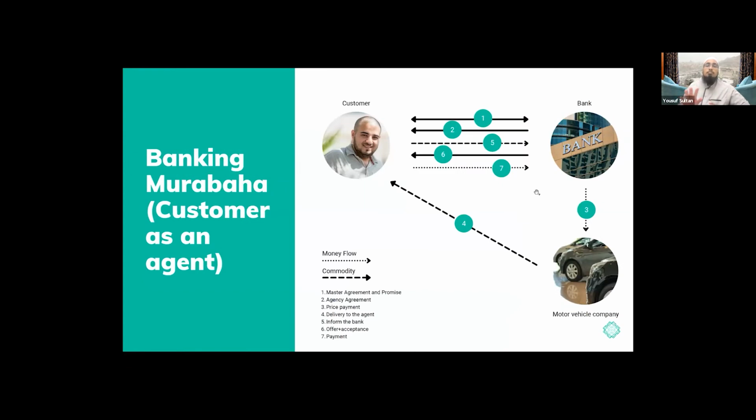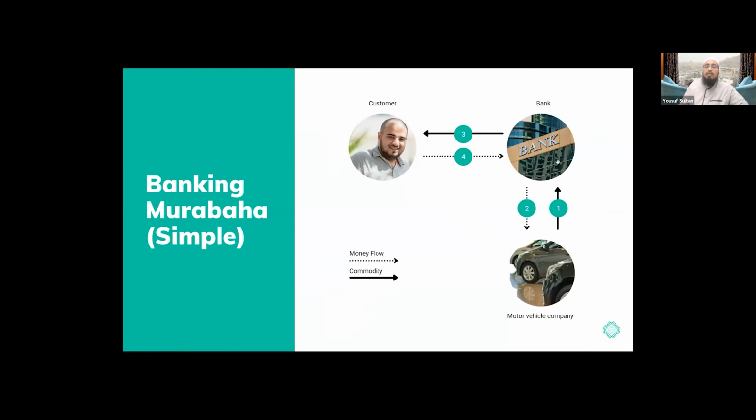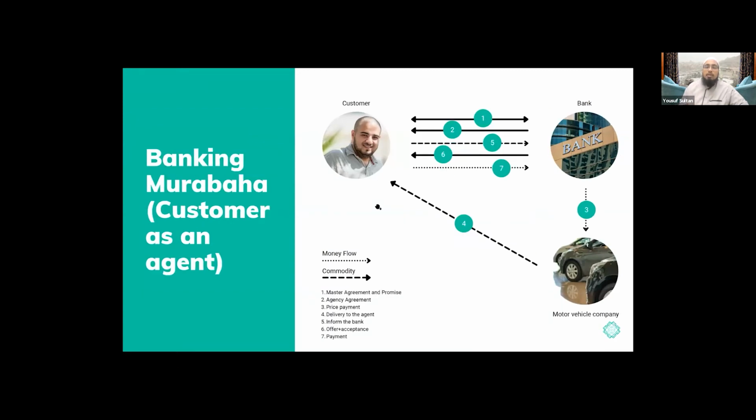Now, this was a simple one, but if we look at a bit more complex one, the original was that the bank would directly purchase it, and then after it purchases, it would sell to the customer. But because banks sometimes don't have that capacity, and because the customer in his own domain would be more suitable to understand and recognize the product, the flow is usually a bit different.